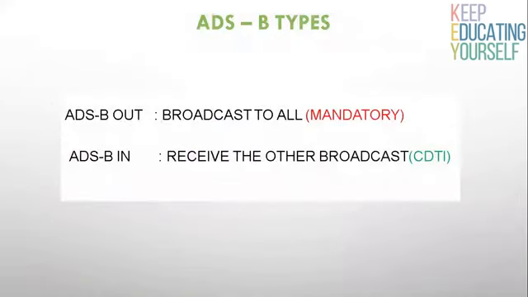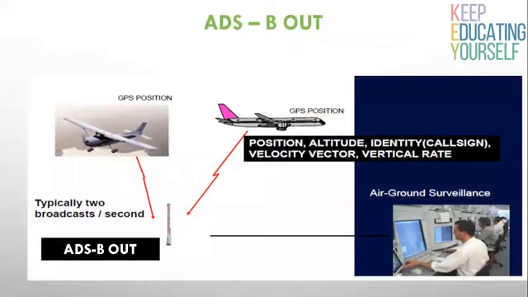Types of ADS-B. ADS-B out, broadcast to all. It's mandatory. ADS-B in, receives the other broadcast. This feature is CDTI. ADS-B out, an ADS-B transmitter that enables the identity, position, and altitude of an aircraft to be determined and displayed to an air traffic controller or other station. The signal is broadcast approximately every half a second.